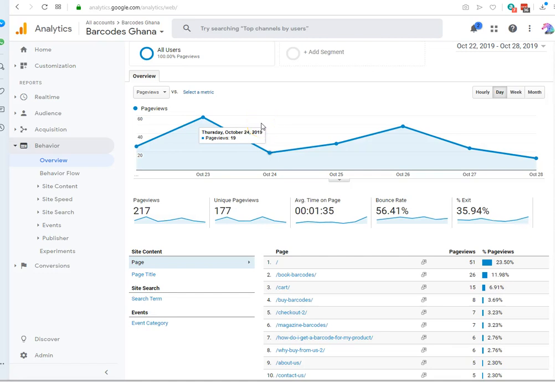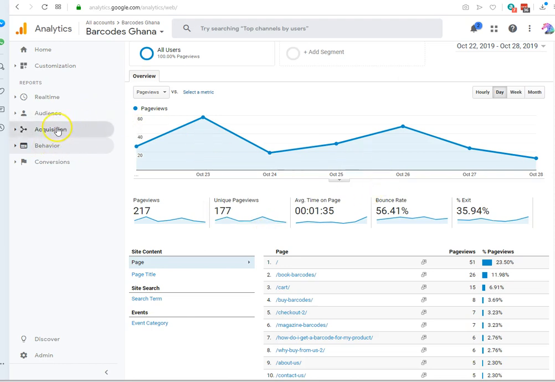This is a quick walkthrough of Google Analytics, just to give an idea of what information is available there. You should have a login for it, which gives you access to your website data. On the side here are the different reports and areas that are available. I'm looking at the Barcodes Ghana website, which has some sales, not a lot of sales, but some sales.